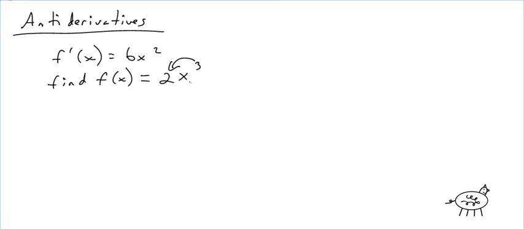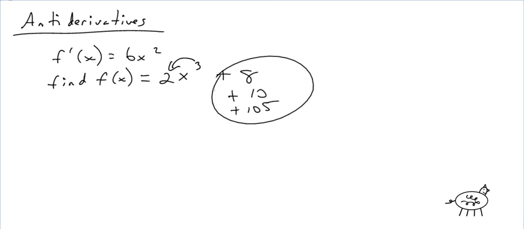That's my function. But here's one more thing, math fans. If I take the derivative of 2x cubed, I get 6x squared. What if I take the derivative of 2x cubed plus 8? Or plus 10? Or plus 105, right? Aren't all those values acceptable because when I take the derivative, it's 0?